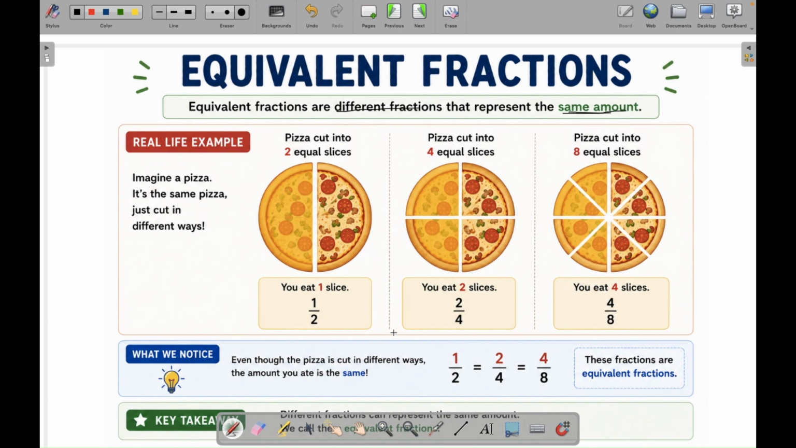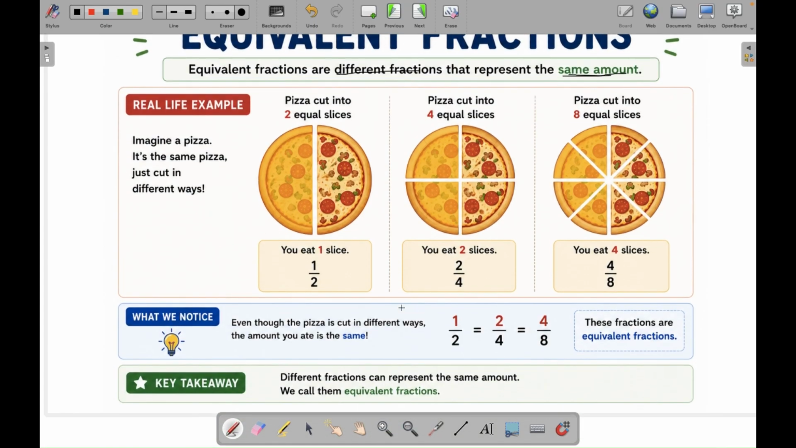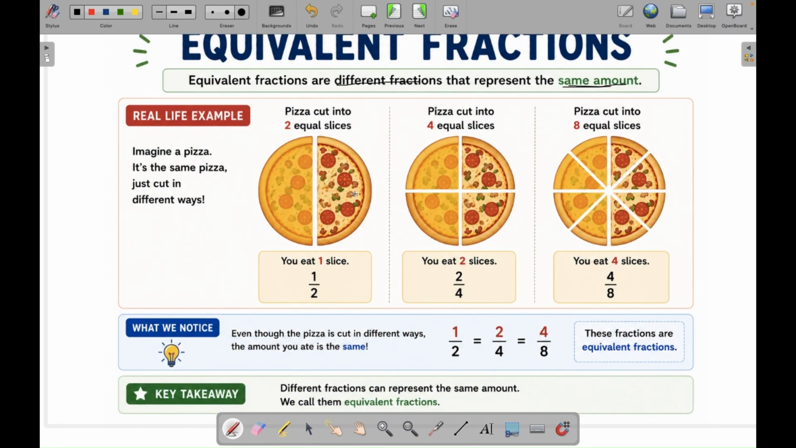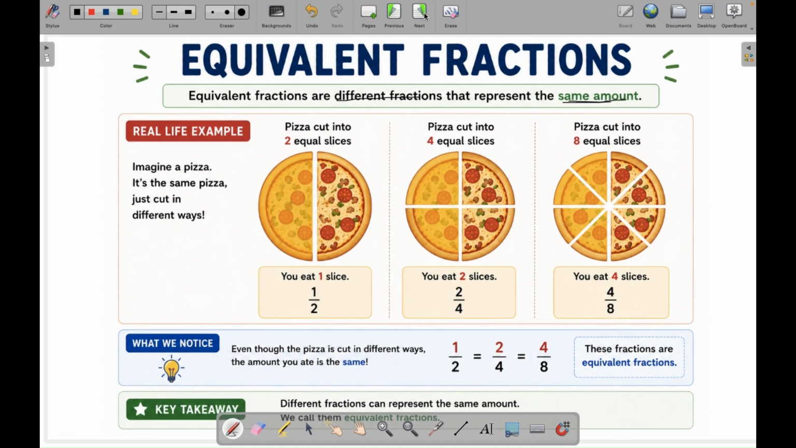Okay, so how do we represent equivalent fractions? For example, 1 upon 2 is equal to 2 upon 4 is equal to 4 upon 8. We call them equivalent fractions because they are essentially representing the same value. Again, a note: different fractions can represent the same amount and we call them equivalent fractions. So this is the definition of an equivalent fraction: two or more fractions that have different values in form but represent the same amount.